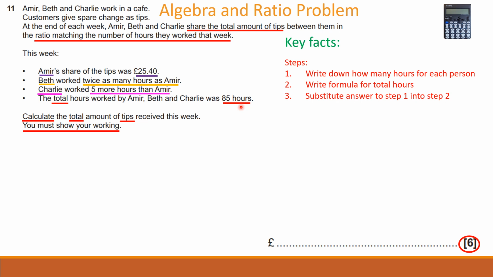Step 3, you're going to substitute the answers you got for step 1, so all the values for Amir, Beth and Charlie, then you're going to substitute those answers into the equation you got in step 2.